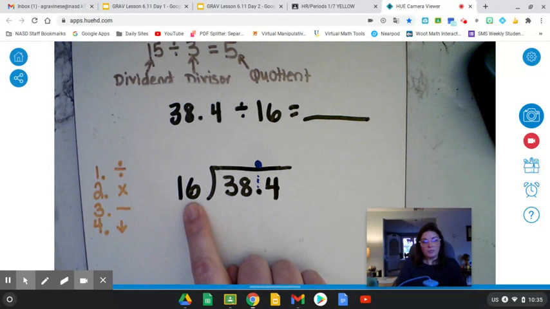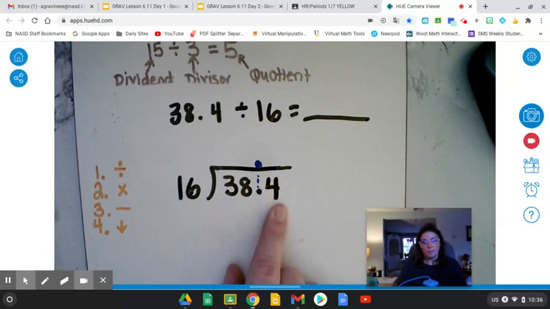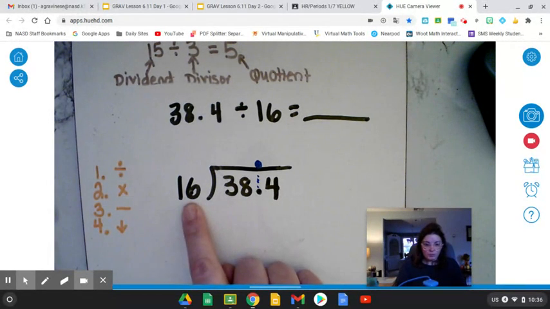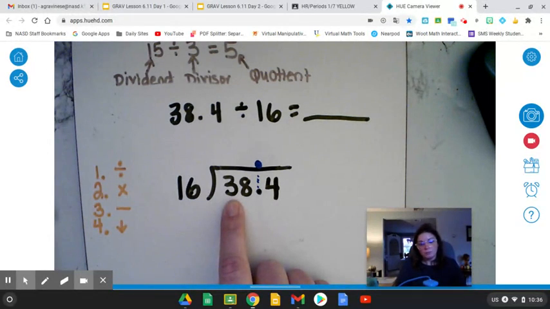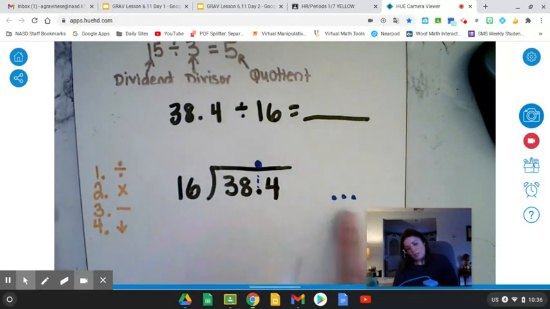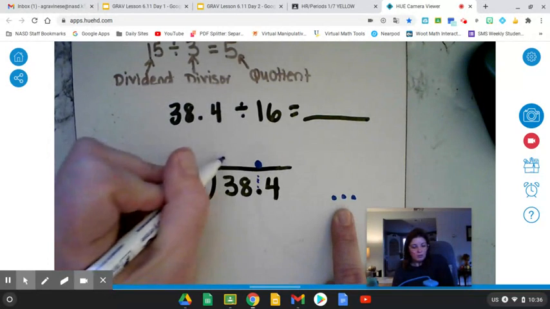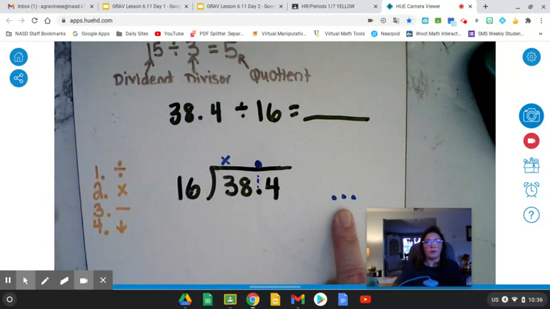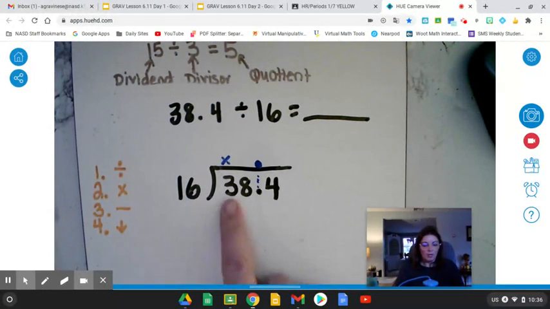So we're pulling groups of 16 out of this number. How many groups of 16 can we take out of 3? Well, if you have 3 of something, you cannot take a group of 16 out of there. So I put my little X on top of the 3.